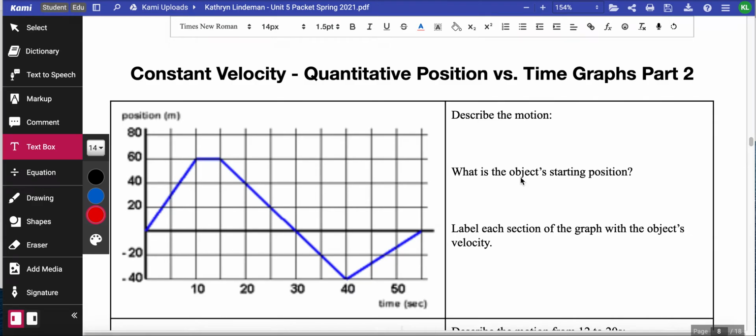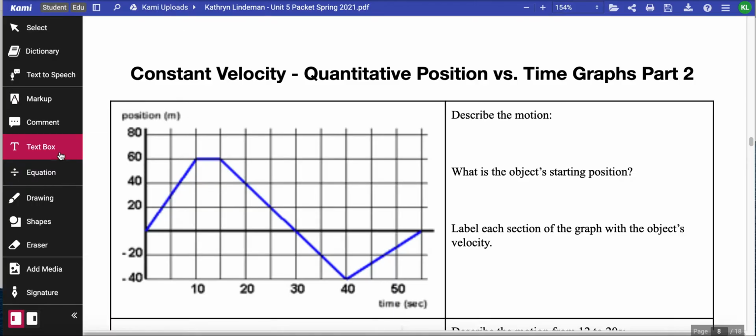Time to go over pages 8 and 9 in the packet. So for this first question, we are first asked to describe the motion.